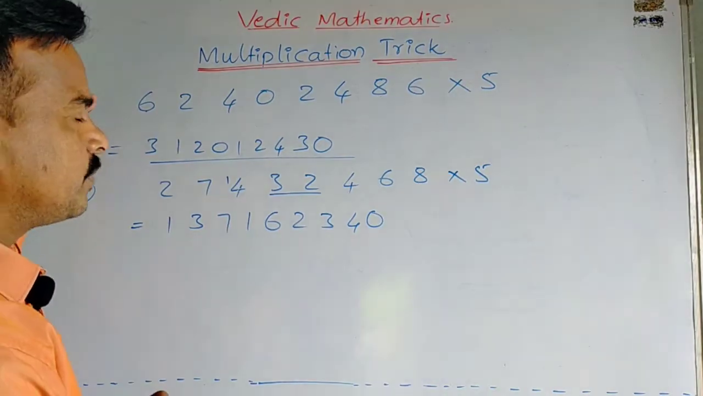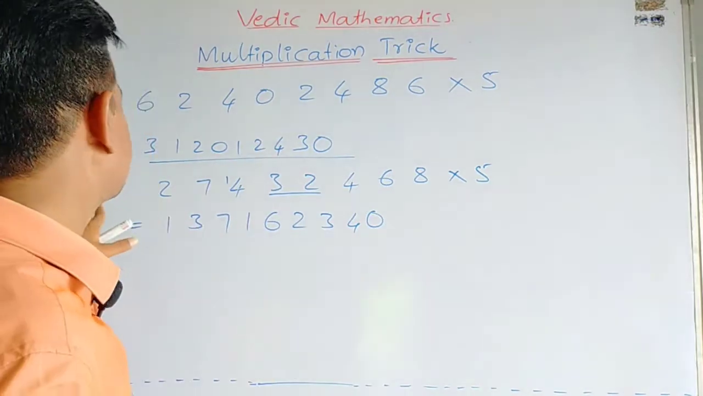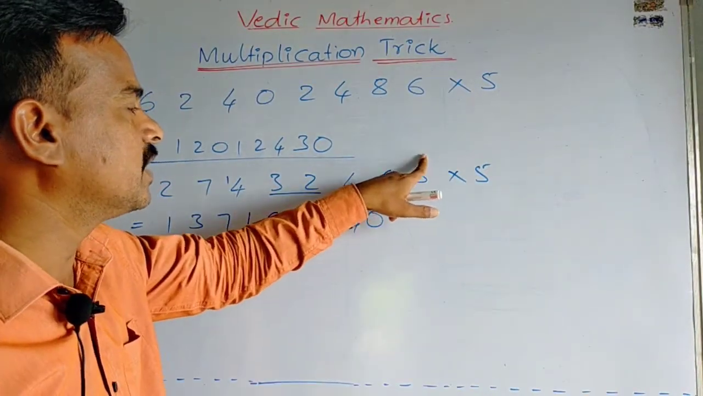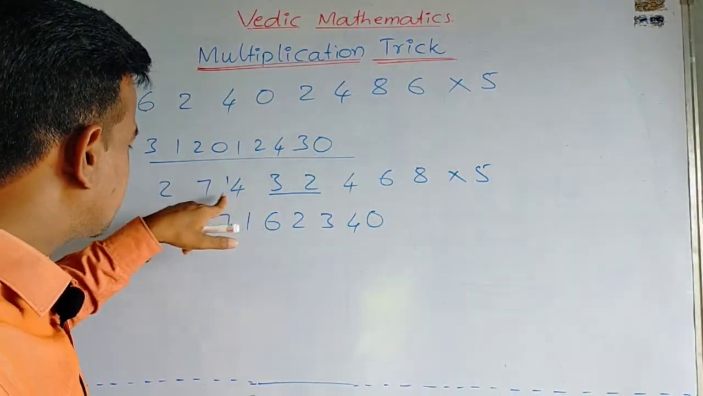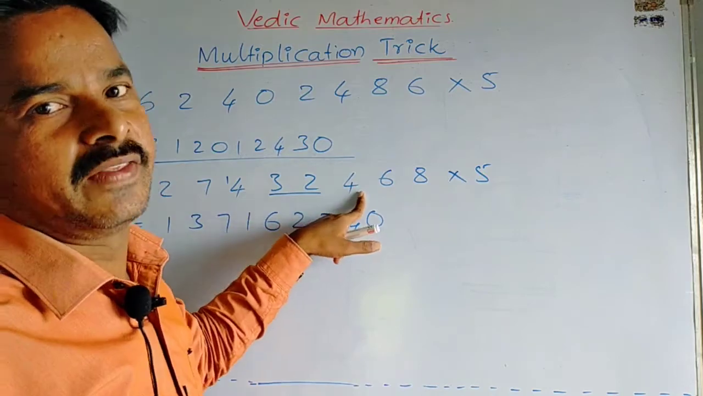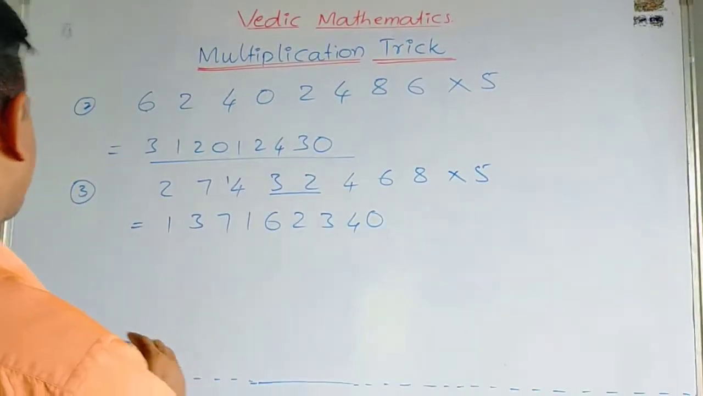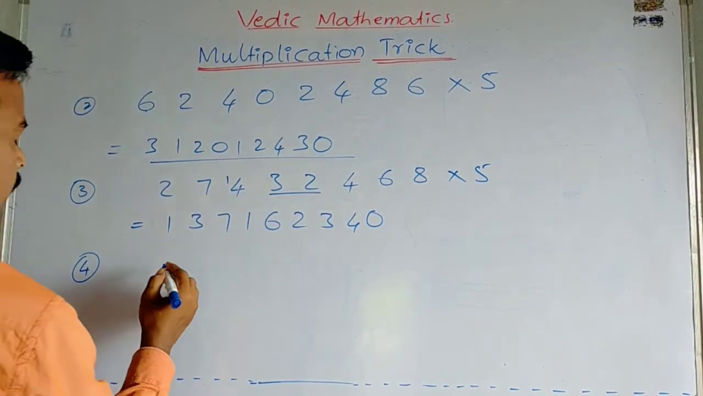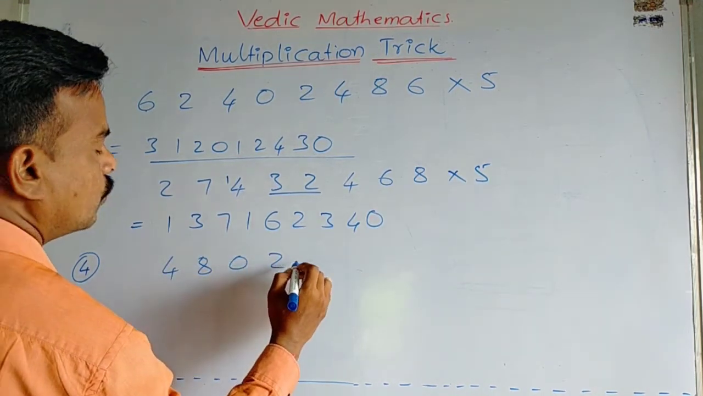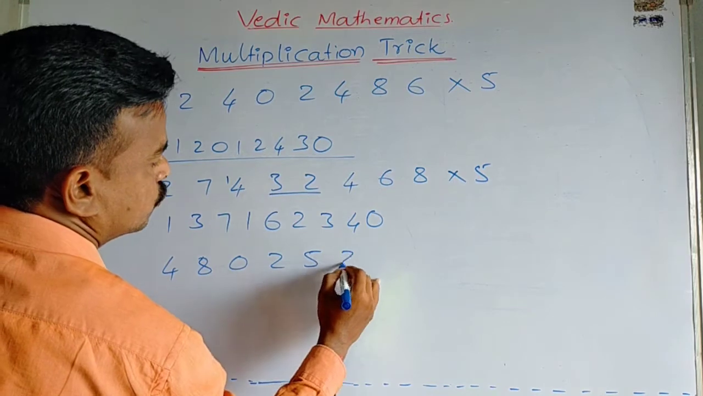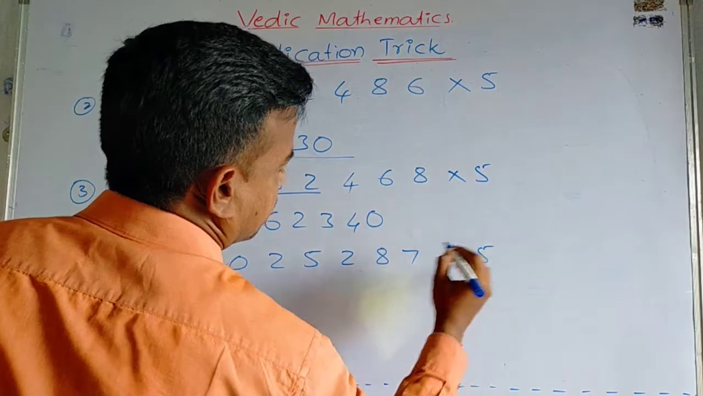Okay, in the first example, second example and third example, all are even numbers. Of course, in the third example, this is an even number only because it ends with 8. But in this one some digits are odd. But if you take an odd number, how can we find it? I'm taking one number: 48025287 into 5.